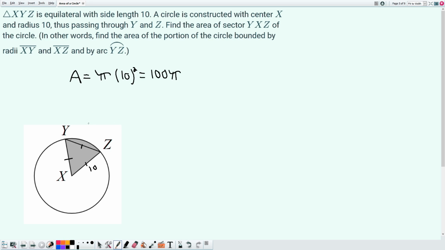Now, we need to shorten it up by finding just the area of the sector. Well, it's bounded by this arc YZ, and when we did arcs yesterday, that made us think of proportions or ratios. What ratio does the arc take up of the entire circle? Since this triangle is equilateral, that means this angle is 60 degrees, which means that the measure of the arc YZ is 60 degrees.